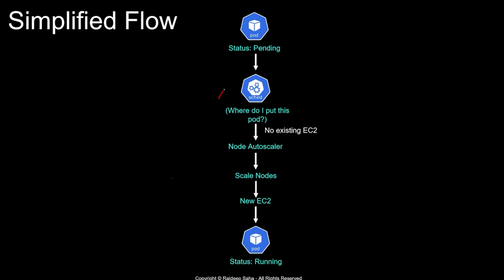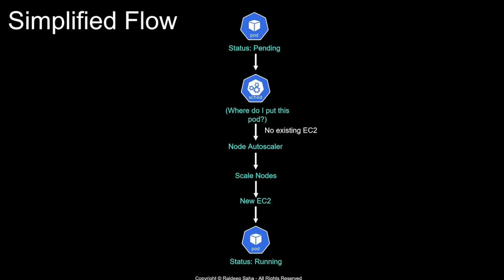Even though I'm showing the scheduler and then the arrow going to the node autoscaler, don't think that the scheduler is calling the node autoscaler. Because we saw in the previous slide, the node autoscaler is periodically checking for pending unschedulable pods, and the scheduler's job is just to schedule a pending pod into a node.